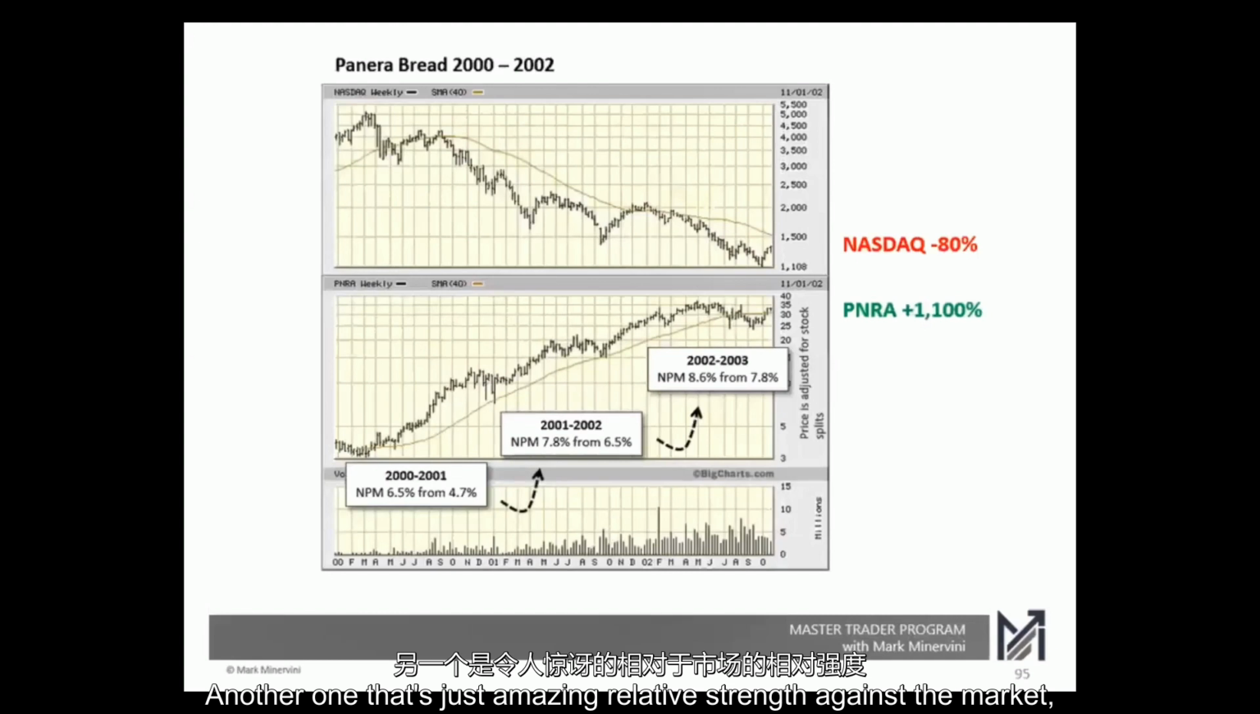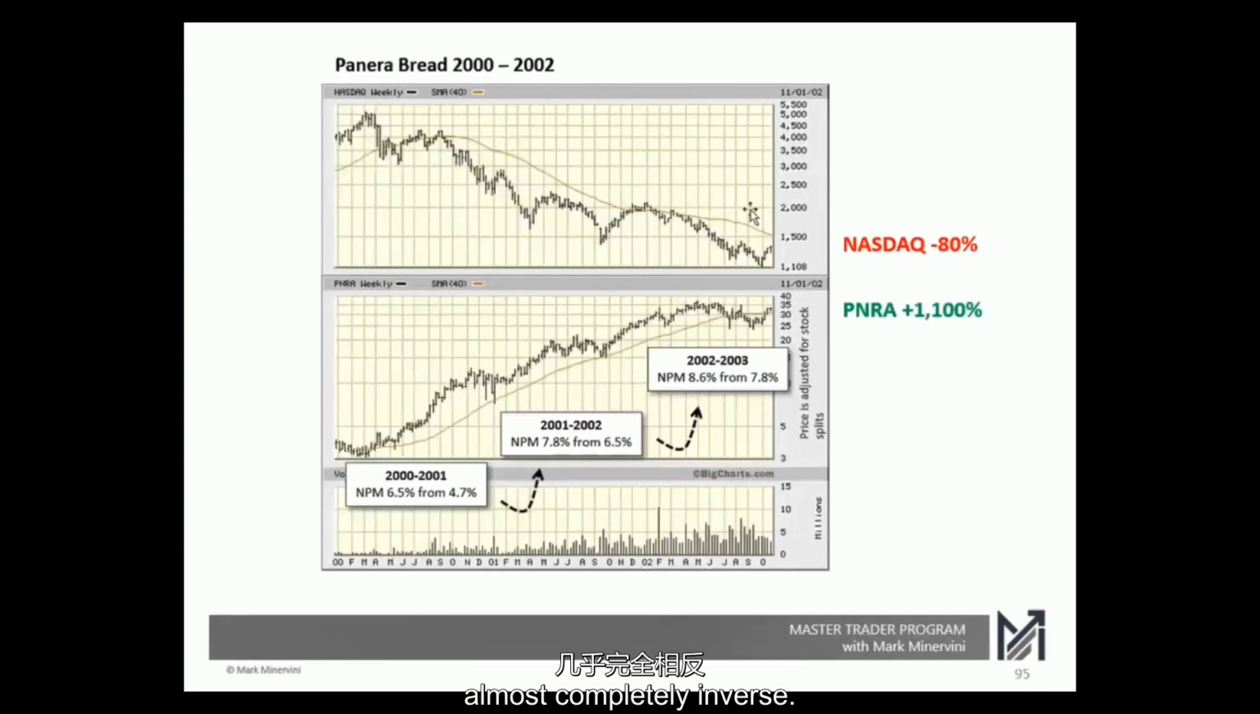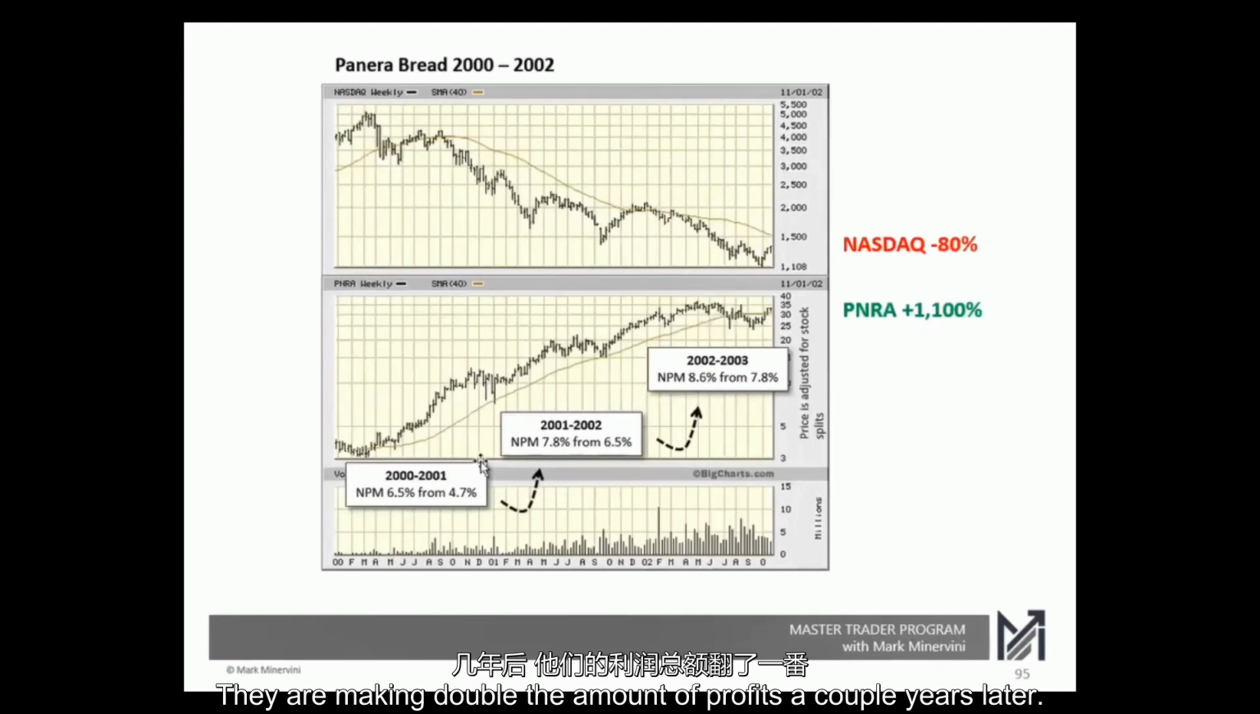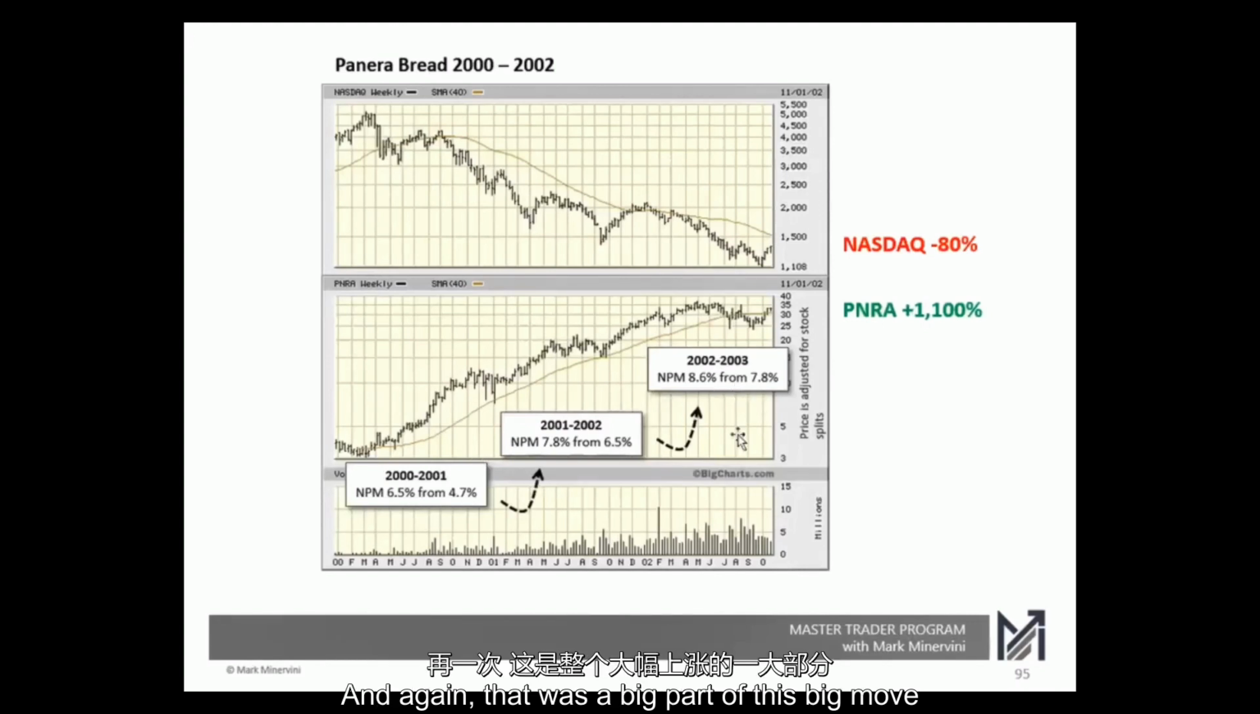relative strength against the market, almost completely inverse. But look at the margins. The margins started at 4.7% back in 2000, went to 6.5 in 2001, then from 6.5 to 7.8, and then from 7.8 to 8.6. So the margins essentially doubled. They were making double the amount of profits a couple of years later. And again, that was a big part of this big move that, like I said, completely inverse.